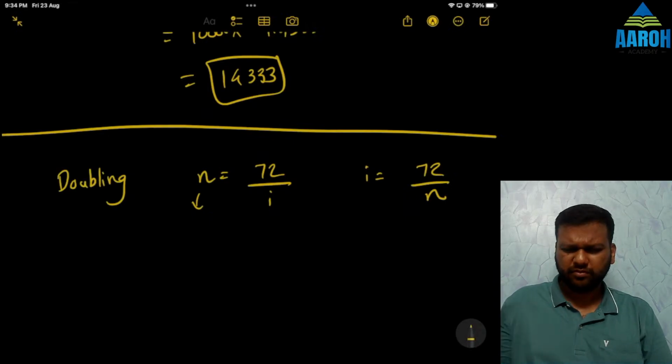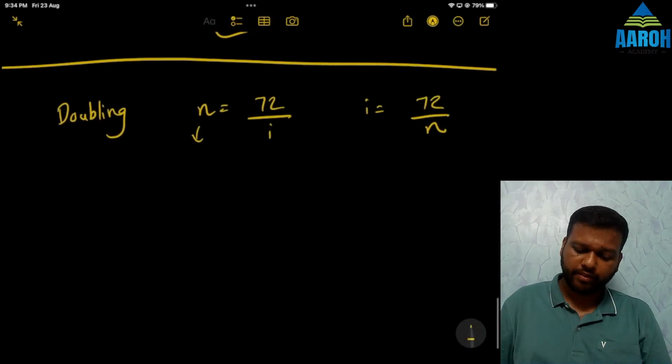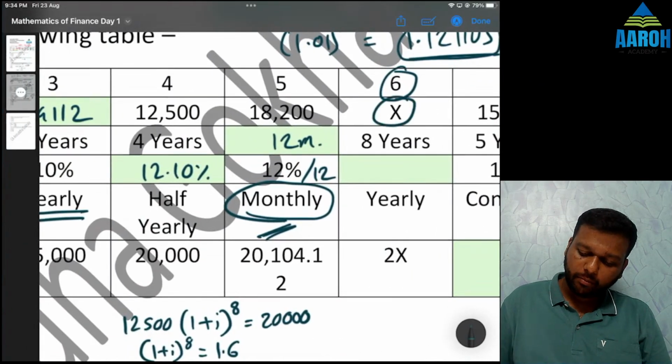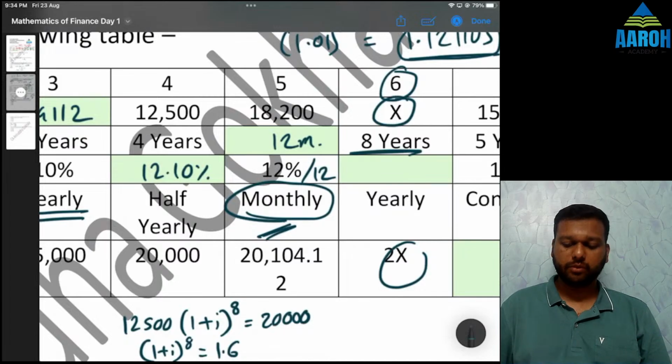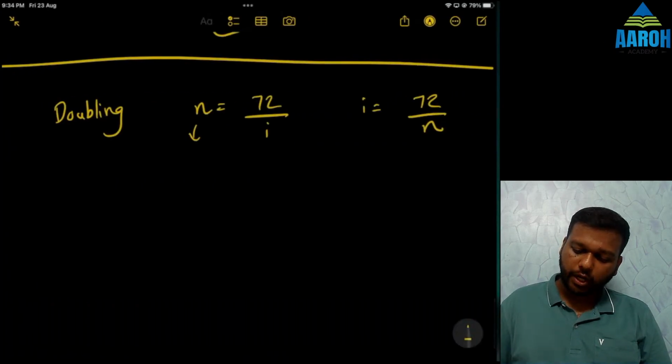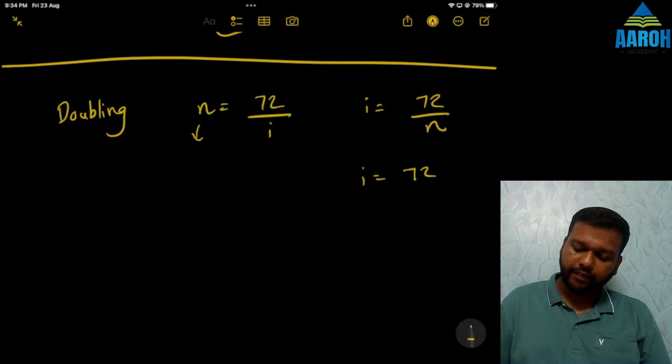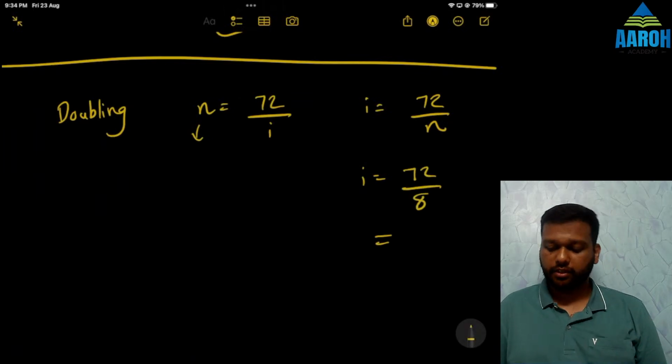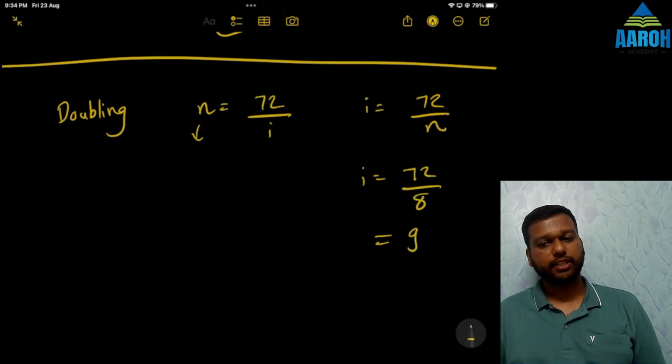Okay, let's still try and see. So here amount is getting doubled in how many years? 8 years. Okay, if n is given, how will we find I? I will be 72 by 8. 72 by 8 is what? 9. So I will be 9%. That's it.